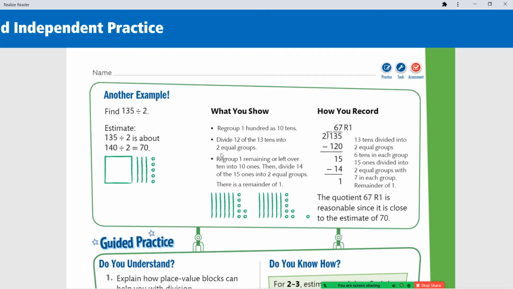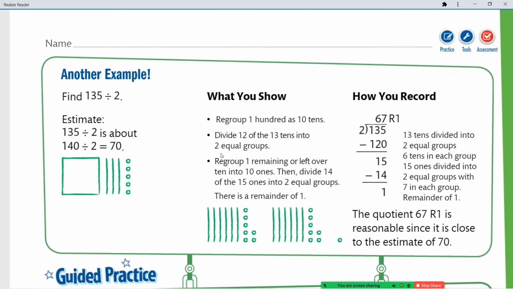First, let's go over this example on top. It says, find 135 divided by 2. First they estimated, they said that's about 140 divided by 2. So I know 14 divided by 2 is 7, so 140 divided by 2 should be about 70. Our answer is going to be close to 70, but it's going to be less than 70 because remember, we rounded up.